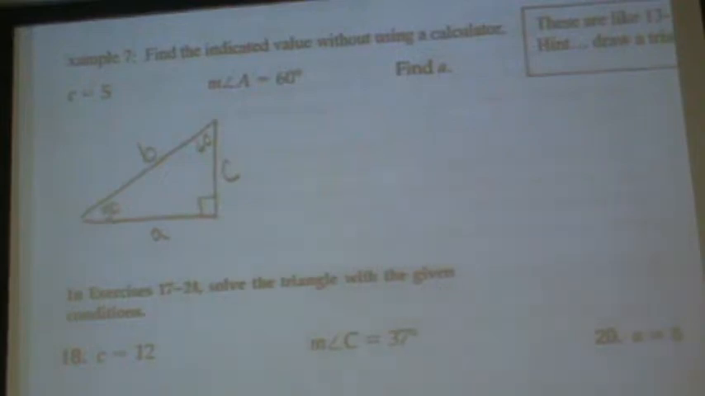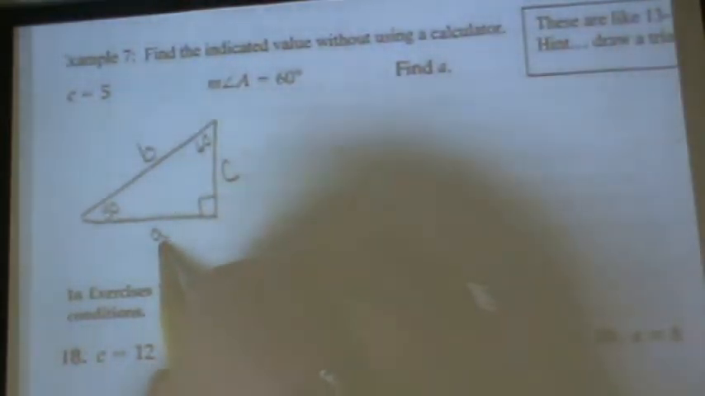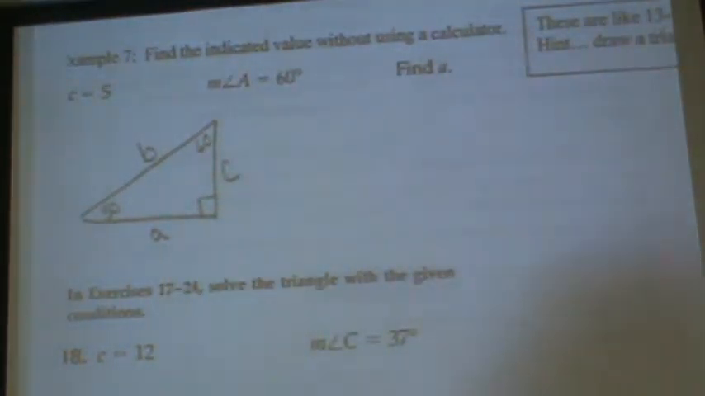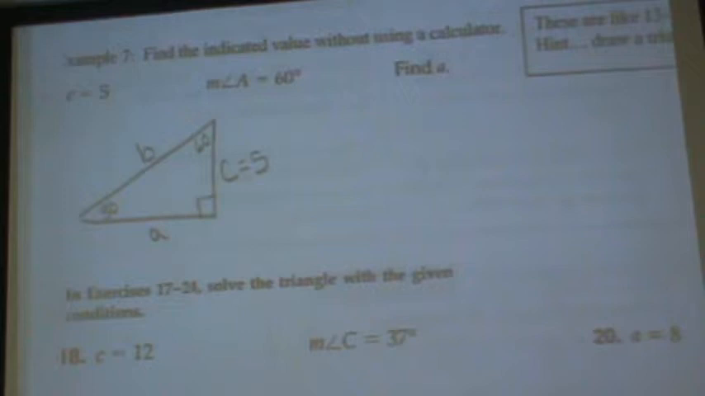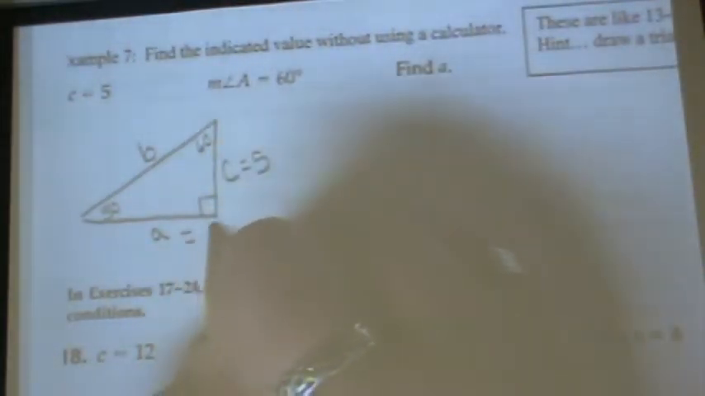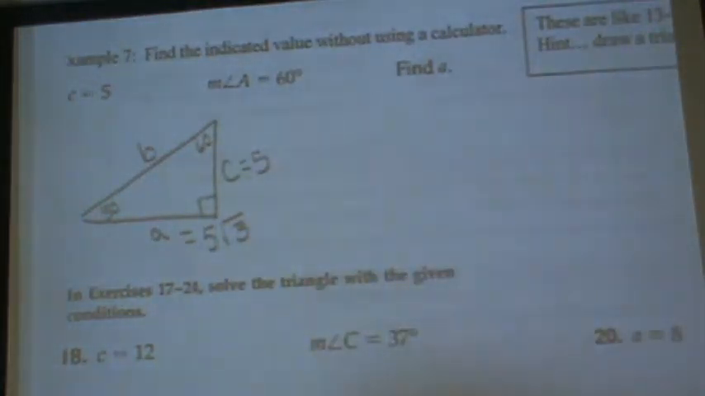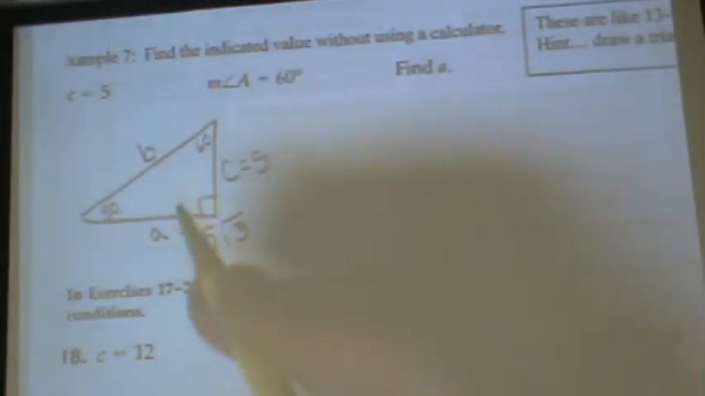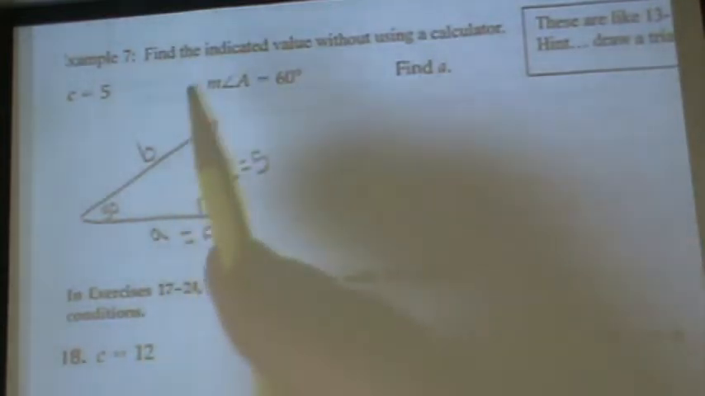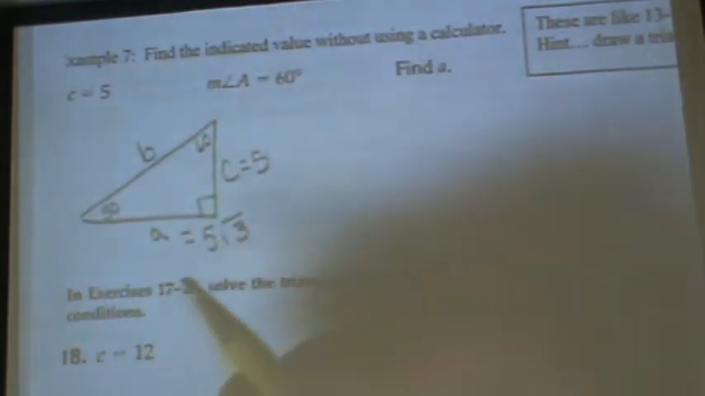So now we need to find side A. And we're told that side C equals 5. So we have a 30, 60, 90 triangle, so side A would be 5 root 3, because it's just a multiple of the original triangle. What would our hypotenuse be? It would be 10.